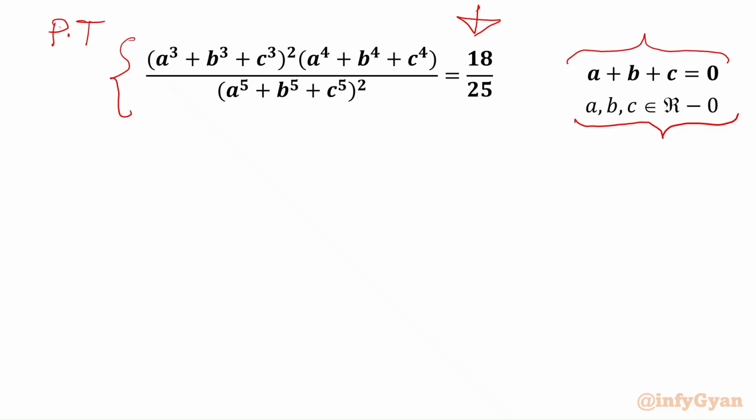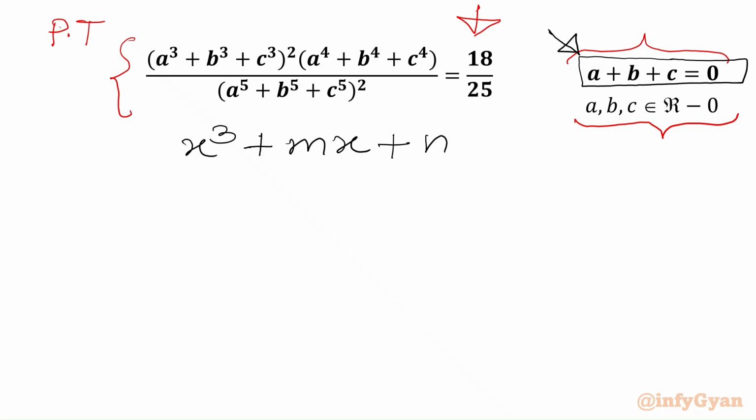As we have a plus b plus c equal to 0, we can think about one cubic equation whose roots are a, b and c. Then this is the sum of roots. So I can write our equation as x cube plus, since the sum of roots given to us is 0, the x square coefficient would be 0. So we can write only m times x plus n equal to 0. Here the roots of this cubic equation are a, b and c.